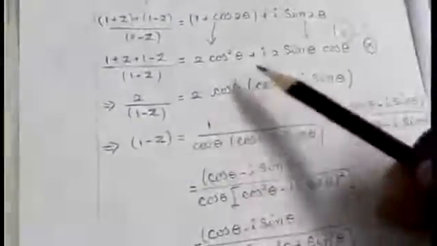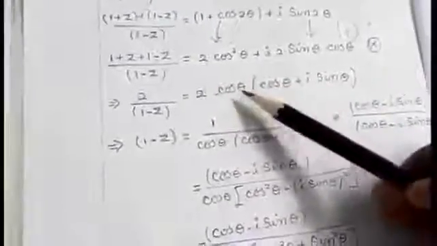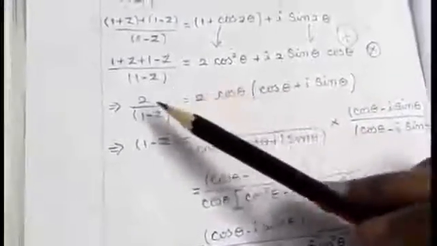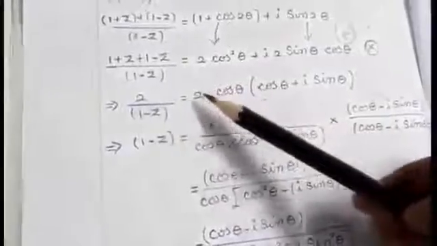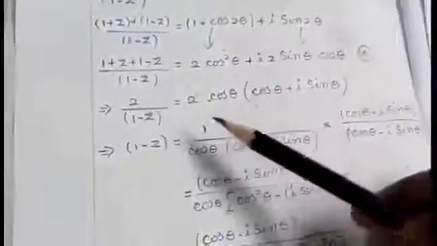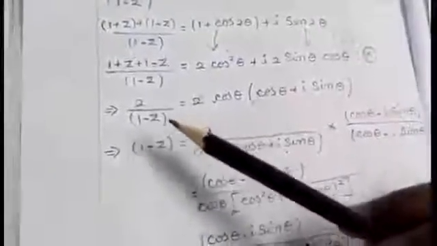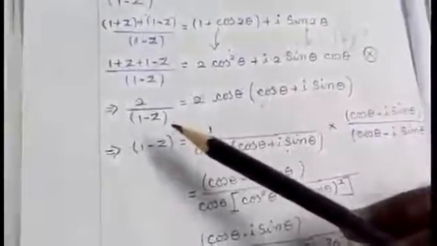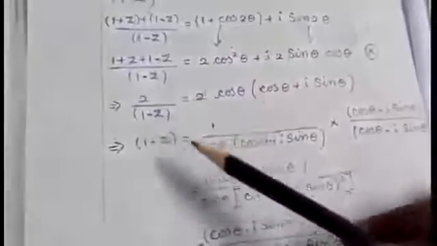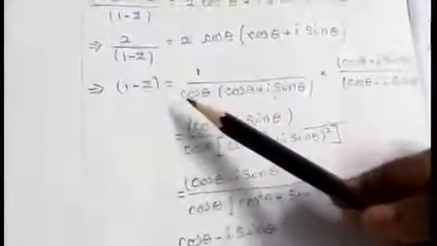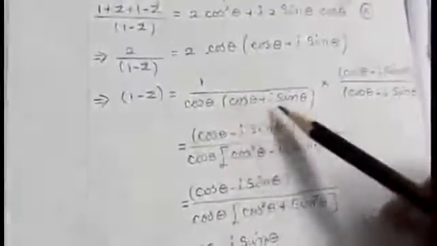After simplifying, just see this step. I am taking 2 cos theta outside. You can cancel 2 on both sides. After cancelling 2 on both sides, I am cross multiplying the term, that is, I am going to bring this (1 minus z) to my numerator. So what is the value I am getting here? 1 minus z equals 1 divided by cos theta into (cos theta plus i sin theta).